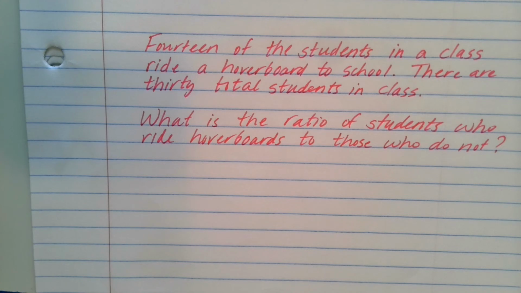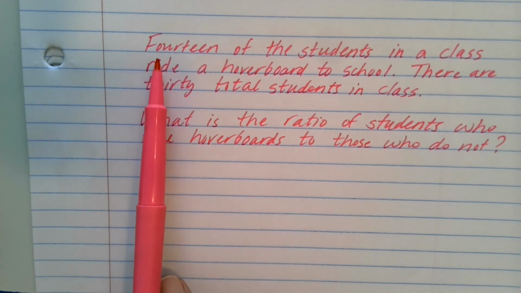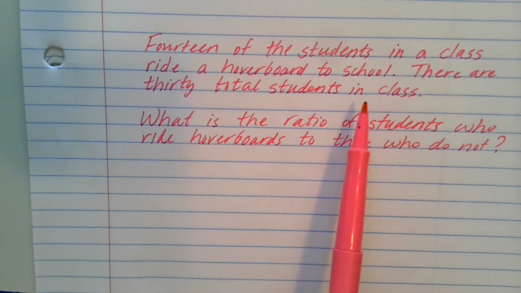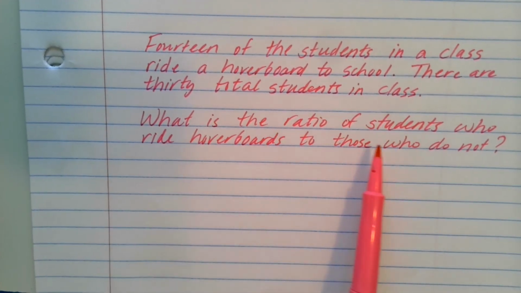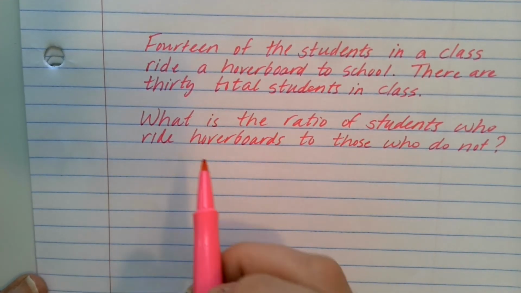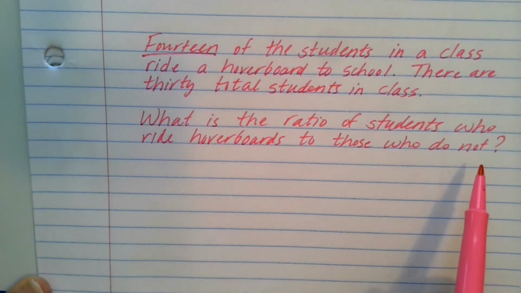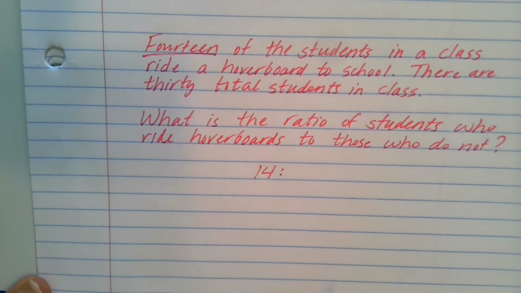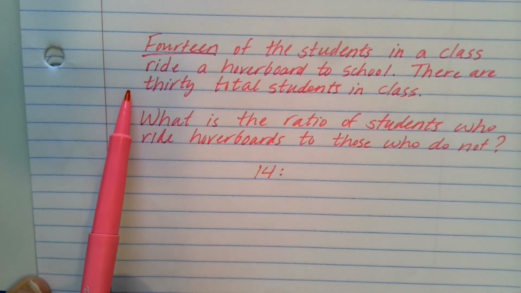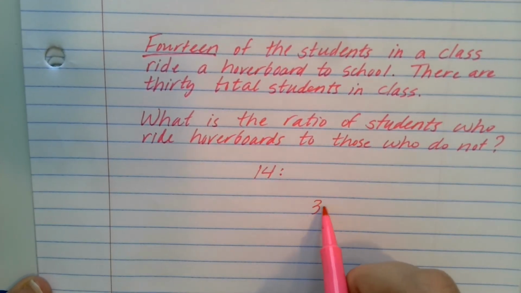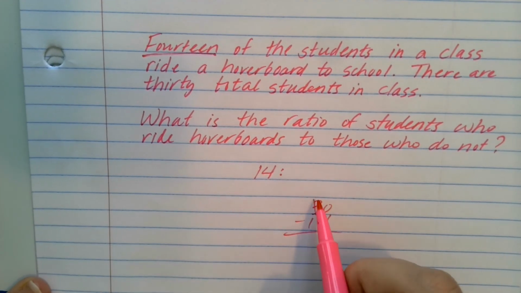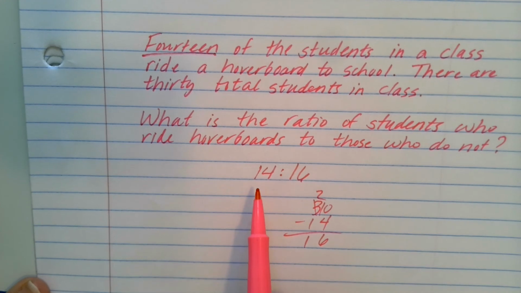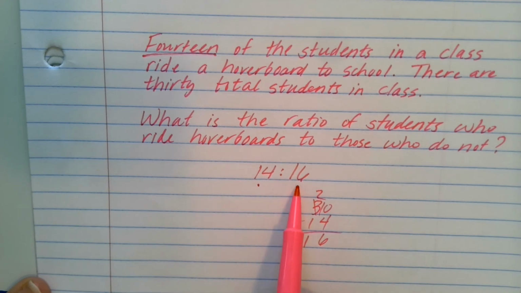Okay, now sometimes you're going to have a 2-step process to write ratios. So here's an example. 14 of the students in a class ride a hoverboard to school. Wouldn't that be fun? There are 30 total students in class. What is the ratio of students who ride hoverboards? Let's underline that. We know 14 to those who do not. Do we know that information yet? We don't. So we're going to say 14 to, we need to figure out how many students don't ride hoverboards. So if there's 30 total, we're going to say 30 minus 14 and find out that we have 16 students who do not. So that would be our ratio of students who do and students who do not ride hoverboards to school.